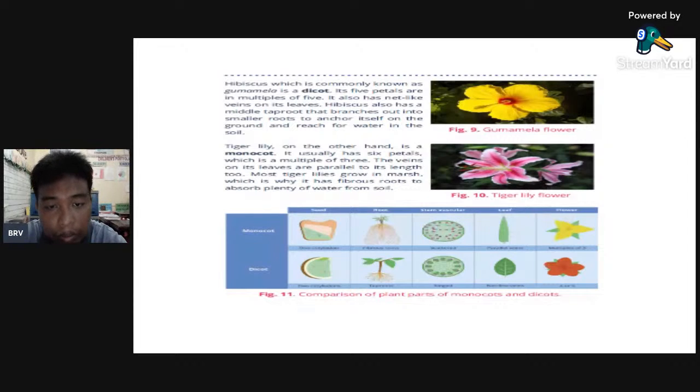So these are the monocot comparisons: the flowers, the stem vasculars, the leaf, and again the flowers. So these are some of the indicators that would help us to identify that this is a monocot and this is a dicot. Okay.